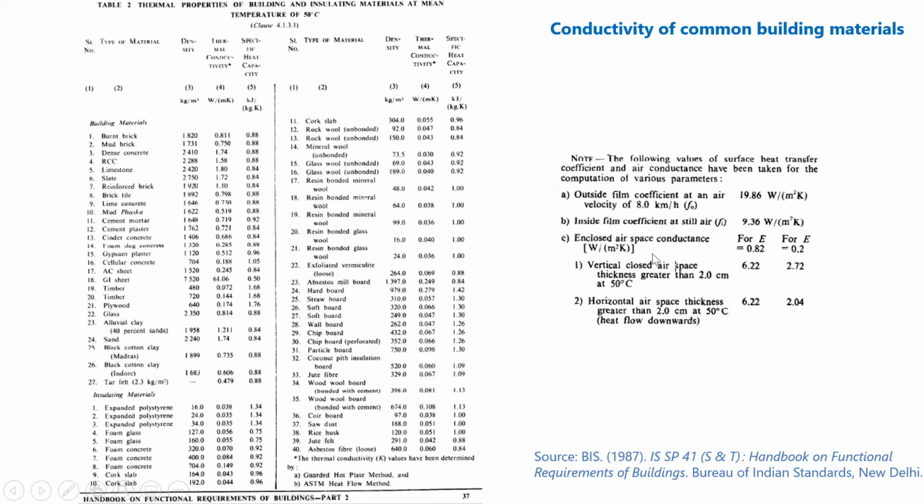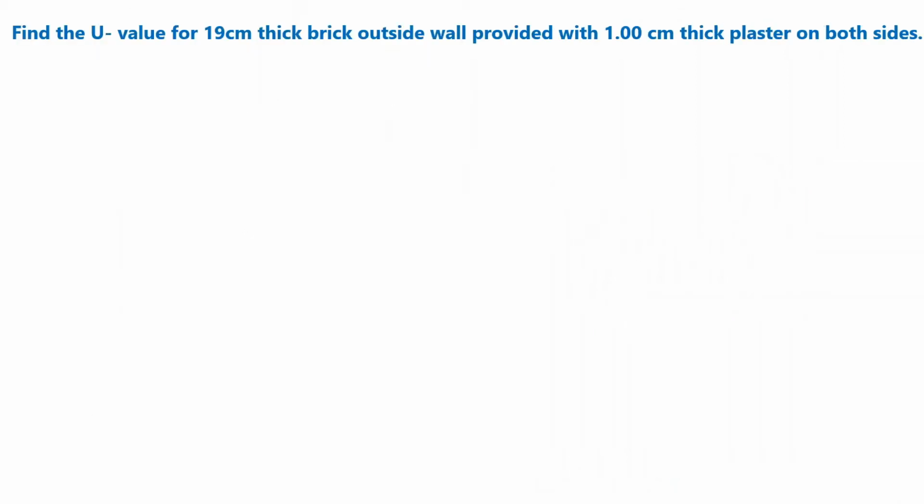Now when there is an air space, these are the values of the conductance. This is taken when there is a cavity wall construction involved in the building. Now let's find a small example of calculating the U value. We are going to find out the U value of a 19 cm thick brick outside wall provided with 1 cm thick plaster on both sides.